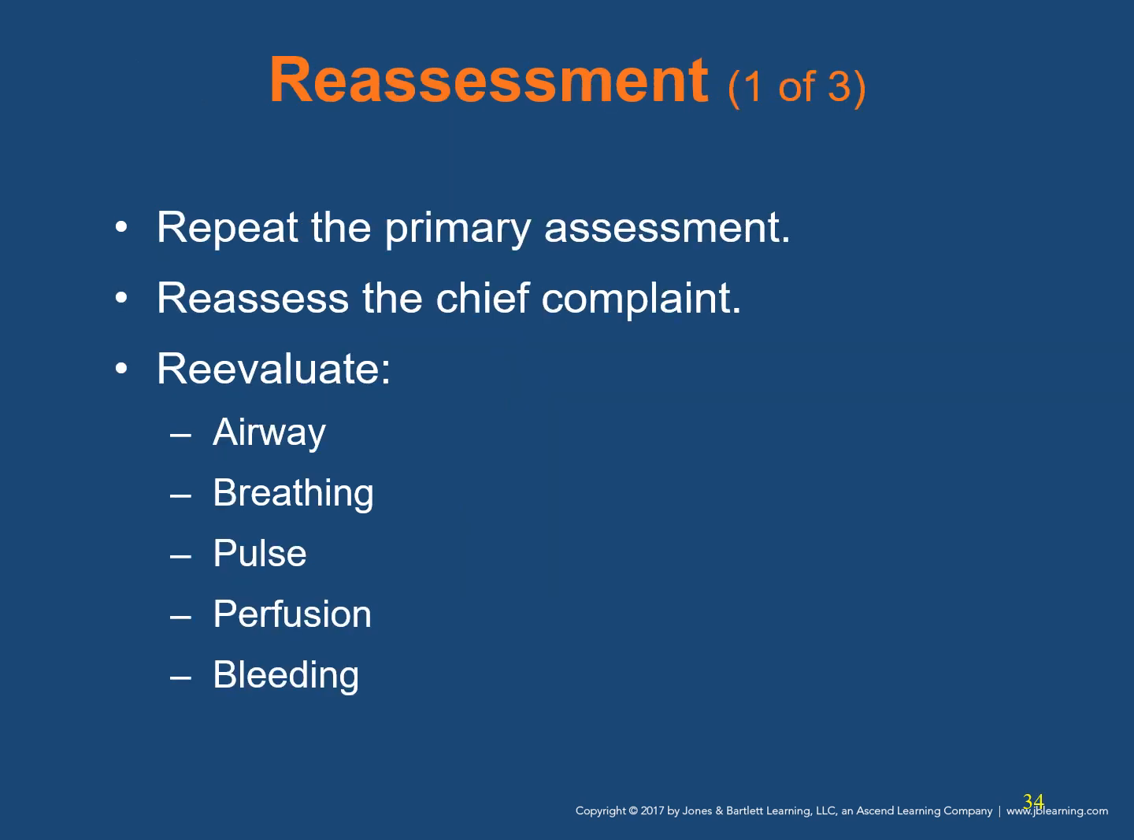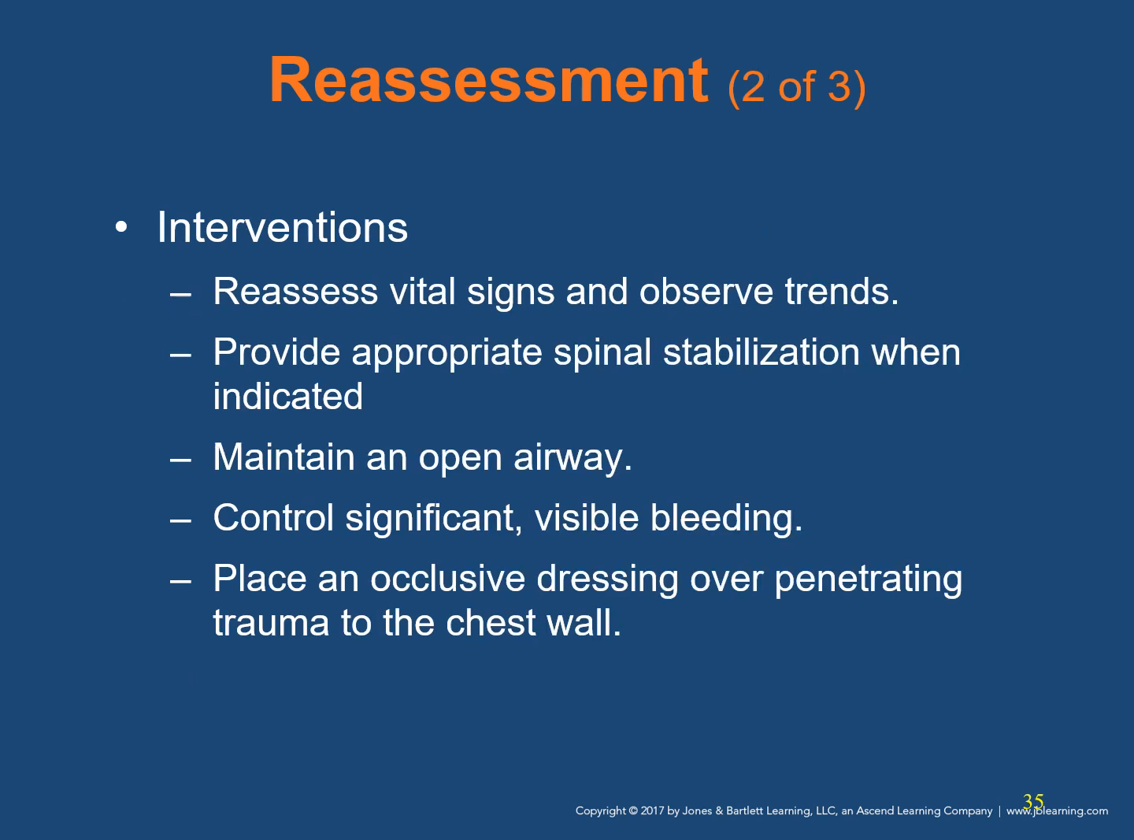Reassessment. Repeat the primary assessment, reassess the chief complaint, and reevaluate airway, breathing, pulse, perfusion, and bleeding. Interventions. Reassess vital signs and observe trends. Provide appropriate spinal stabilization for patients who have blunt trauma with suspected spinal injuries.